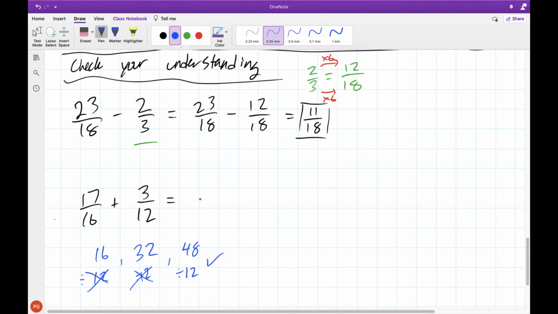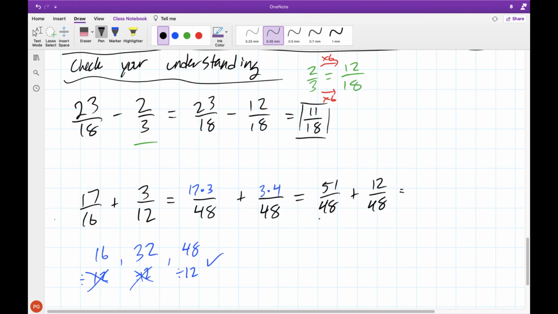So now we want to find fractions with a denominator of 48. To go from 16 to 48, we're going to multiply by 3, so we're also going to multiply this top by 3. So here the top would be 17 times 3. Over here, 12 to 48 is multiplying by 4, so we would need to do 3 times 4. We can add the tops together, we leave the bottoms the same. And then from here, we can reduce our fraction by dividing the top and bottom by 3, and get our final answer of 21 over 16.